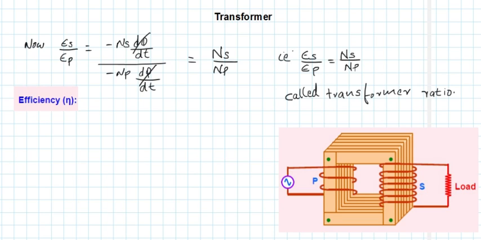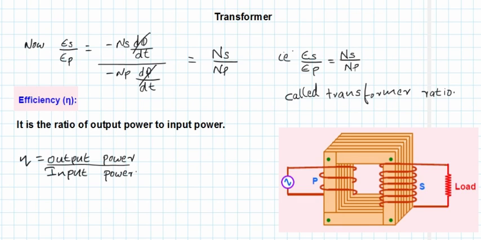Now what is efficiency? What is the efficiency of a transformer? The efficiency of a transformer is defined as the ratio of output power to input power. So output power divided by input power represents the efficiency of a transformer. The symbol for efficiency is eta. Eta is equal to output power divided by input power.